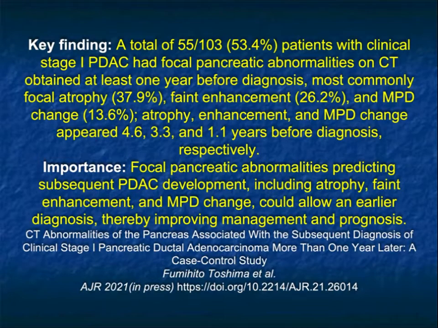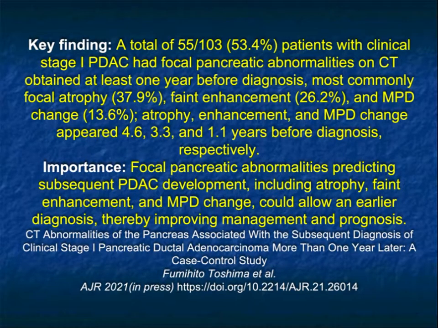Now, all of these tools are coming together at a perfect time. This recent article by Tashima, Focal Pancreatic Abnormalities Predicting Subsequent Pancreatic Cancer Development, including atrophy, faint enhancement, and duct change, allow for earlier diagnosis. Remember my first slide made the point that we're not doing things well enough? We're not picking it up early enough?